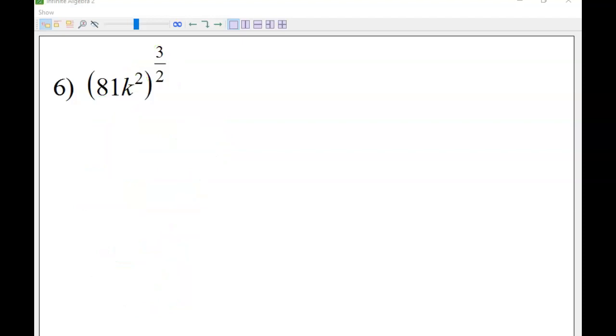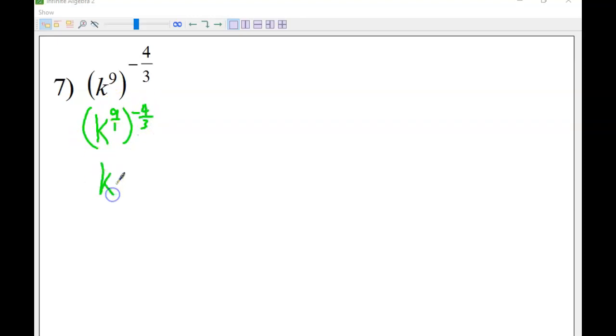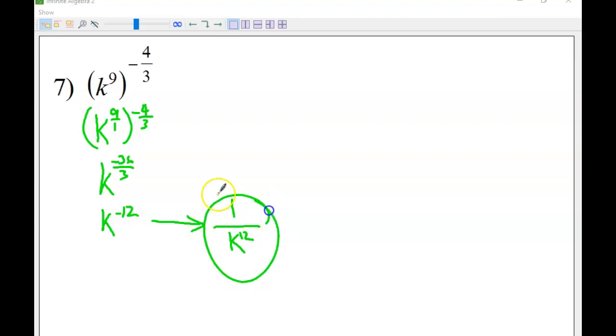Let's go ahead and move on to another here. Negative exponents. So in this case, we have k to the 9 over 1 being raised to the negative 4 over 3. Multiplying these, we get negative 36 over 3, which is negative 12. But we're going to go one step further. The way that this works is when you have a negative exponent, you're going to rewrite that same expression in the bottom, but with a positive exponent, and put a 1 on top. This just makes it a reciprocal. That's all a negative exponent does. Okay.